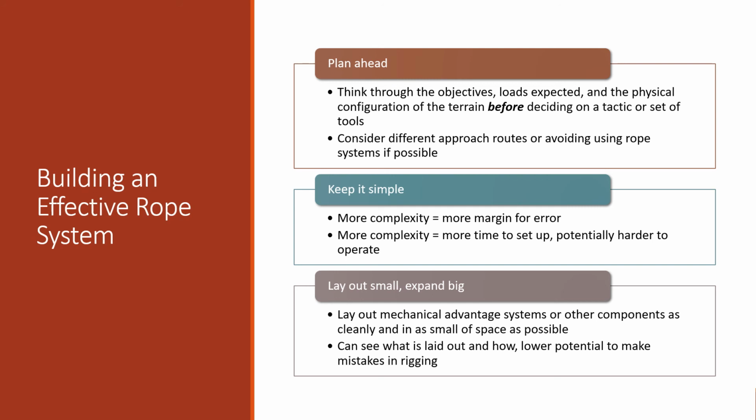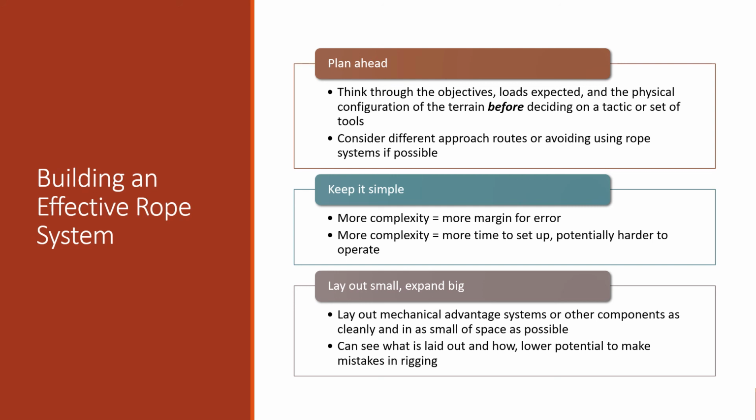Second, keep systems simple. The more complex they are, the higher your margin for error. The more complex, the more time they take to set up, and the more complex they are to operate. You can have multiple things moving at multiple different rates, and it's a total pain, it's a total mess. Keep it simple if you possibly can.